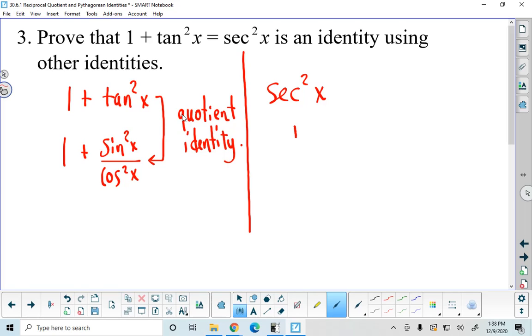I'm going to put 1 over cosine of x. Oh, by the way, if tangent of x is sine over cosine, tangent squared is sine squared over cos squared. So I'm going to put here 1 over cos squared of x. Why am I allowed to do that?